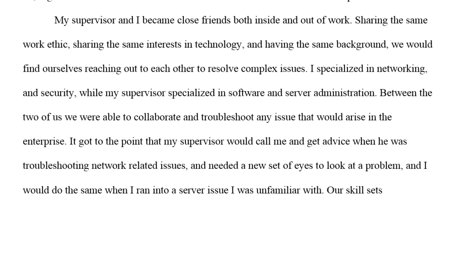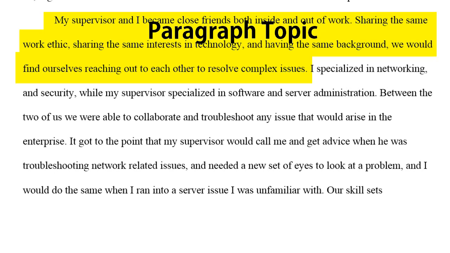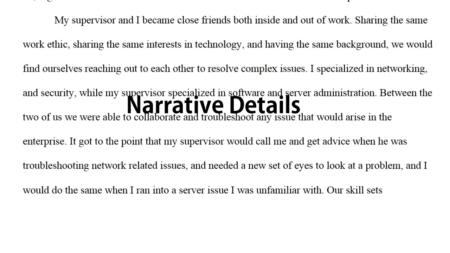The final body paragraph follows the same successful structure. My supervisor and I became close friends both inside and out of work, sharing the same work ethic, sharing the same interest in technology, and having the same background. We would find ourselves reaching out to each other to resolve complex issues. Now come the narrative details to support what was just said.